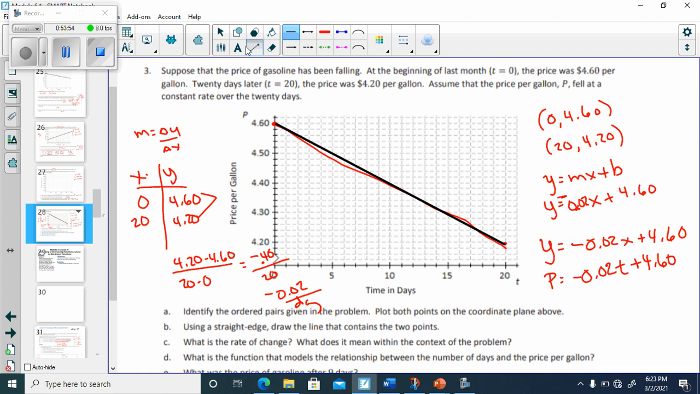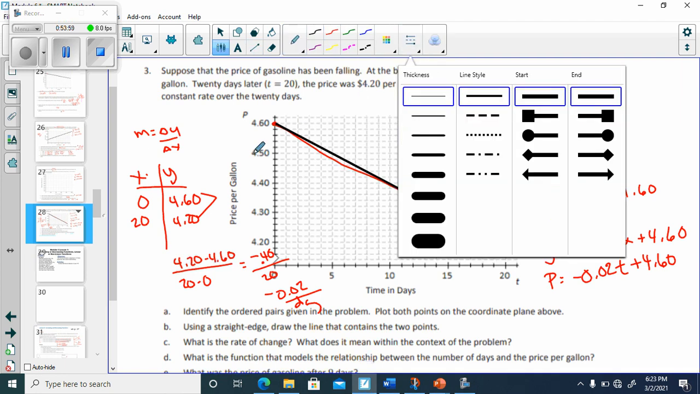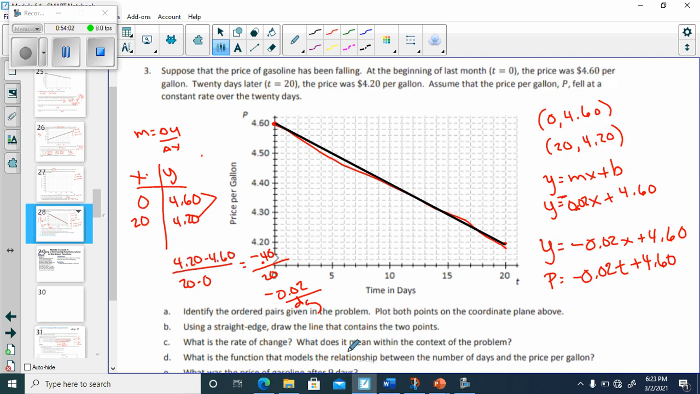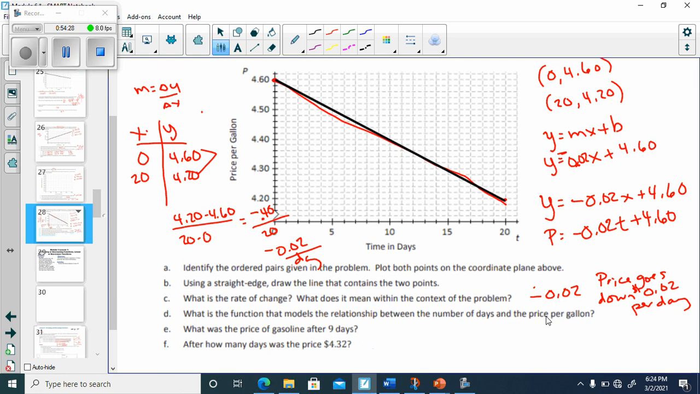Now, let's see what questions it asks us. First off, we've done our ordered pairs. We've used our straight edge. What's the rate of change? The rate of change is negative 0.02. That means the price goes down 2 cents, which is 0.02 per day, right? Okay. What's the function that models the relationship? We did that. P is equal to negative 0.02t plus 460.